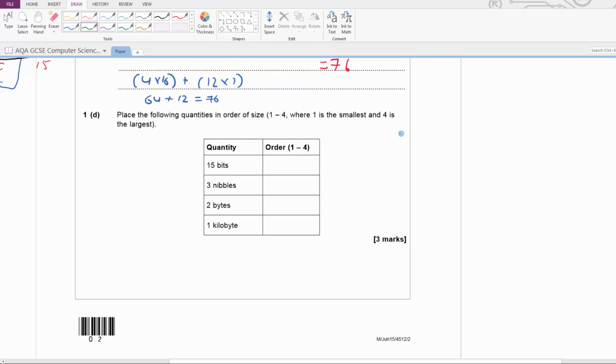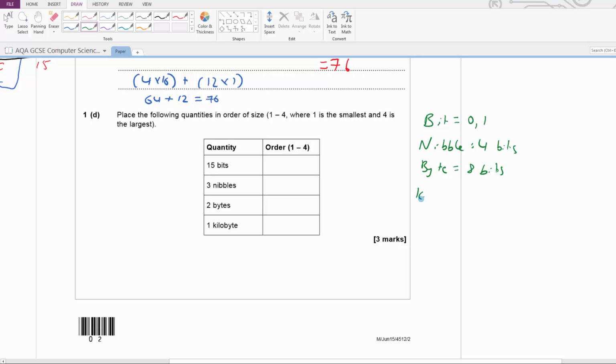The kind of information you need to know to answer this question is, firstly, that a bit is just 0 or 1, it stands for binary digit. We have the next, a nibble, that's 4 bits. We then have a byte, which is 8 bits, or 2 nibbles.